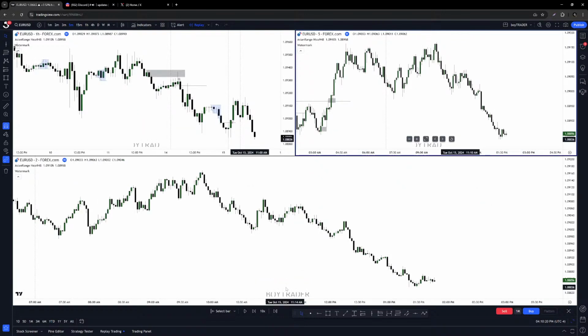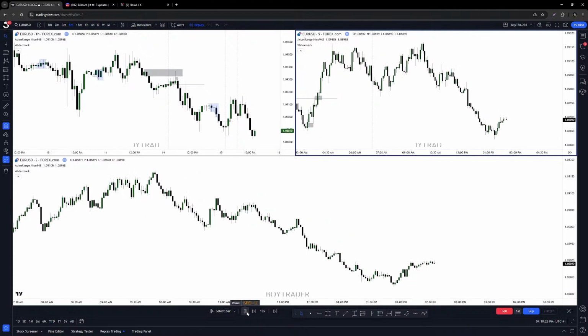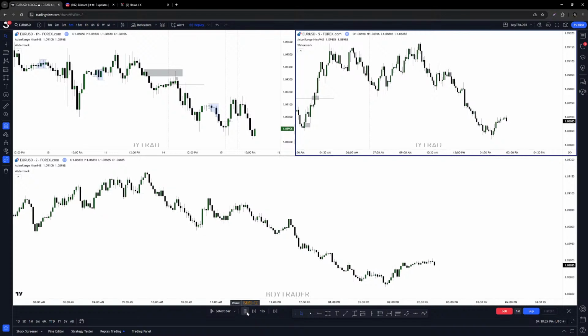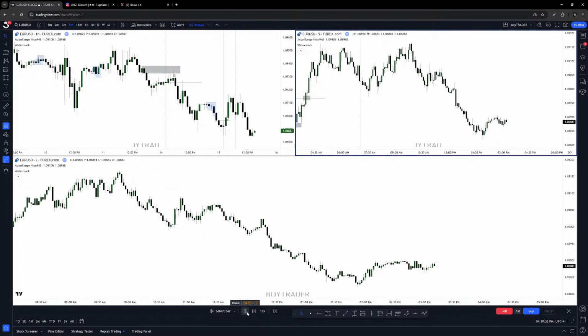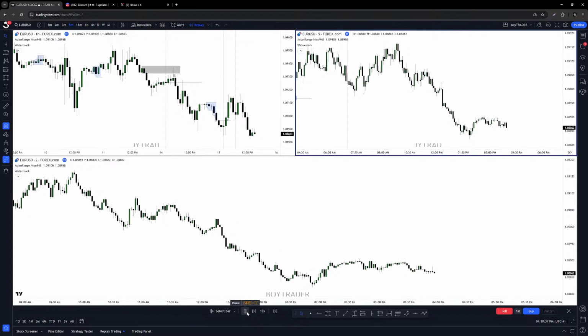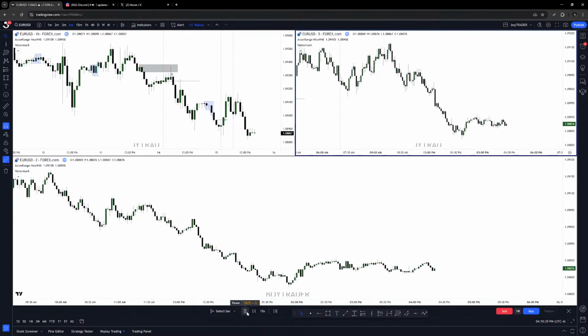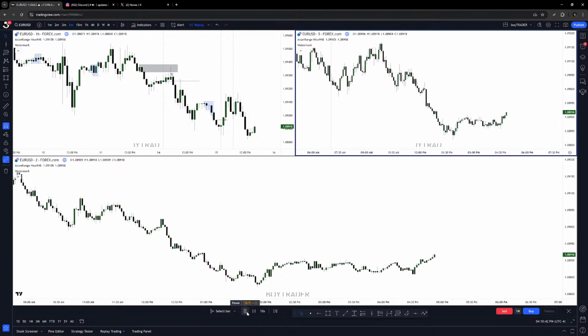So let's proceed. The liquidity sweep is key. There should be a liquidity sweep. If not, you are going to beat the liquidity. So there should be a liquidity sweep. Once there is, you wait for a shift in market structure. All right.